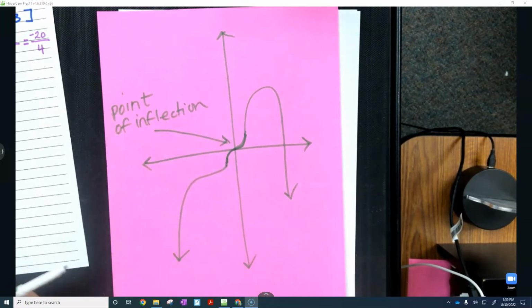And if you notice, the point of inflection, right here, kind of looks like the beginning of the top of a circle. And then once it passes the origin, it flips to the bottom of the circle. So it's actually a change in concavity. But you don't have to know concavity. Just remember it's called a point of inflection.